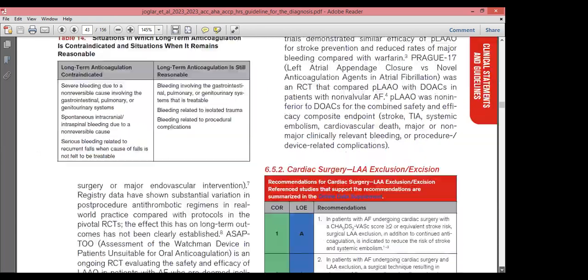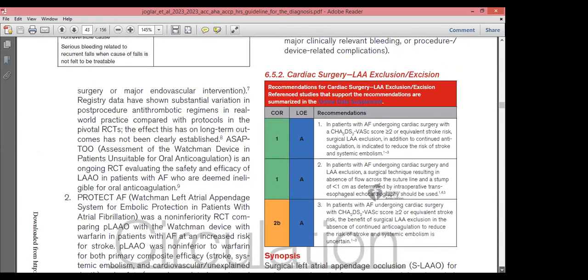So going to cardiac, that's left atrial appendage exclusion or excision now. So they said that for patients, okay, let me read it first. Class 1 recommendation, in patients with AF undergoing cardiac surgery with a CHA2DS2-VASc score of 2 or more, surgical left atrial appendage exclusion in addition to continued anticoagulation is indicated to reduce the risk of stroke and systemic thromboembolism. This is a class 1A recommendation.